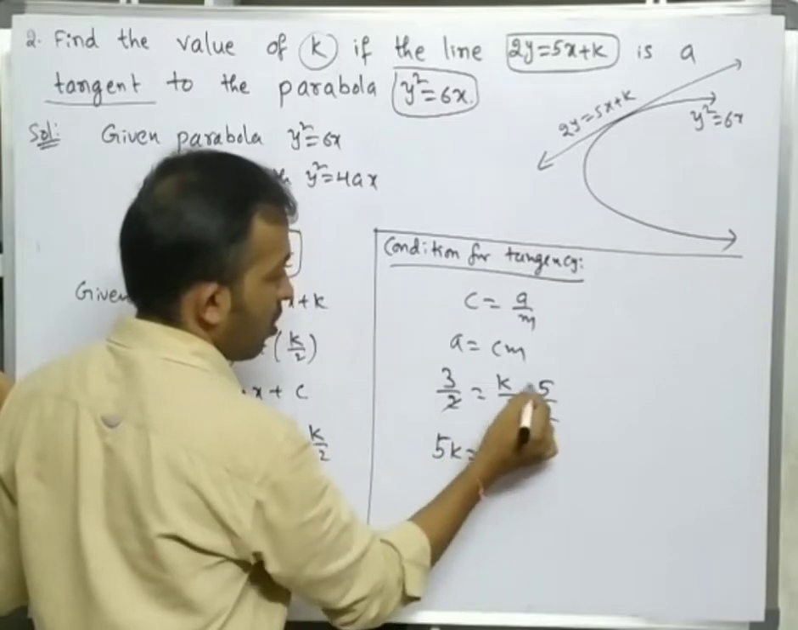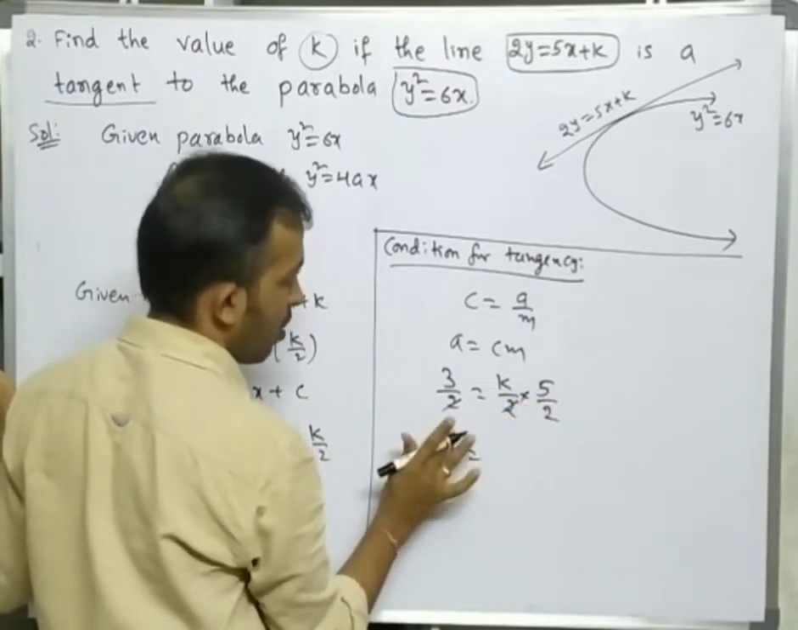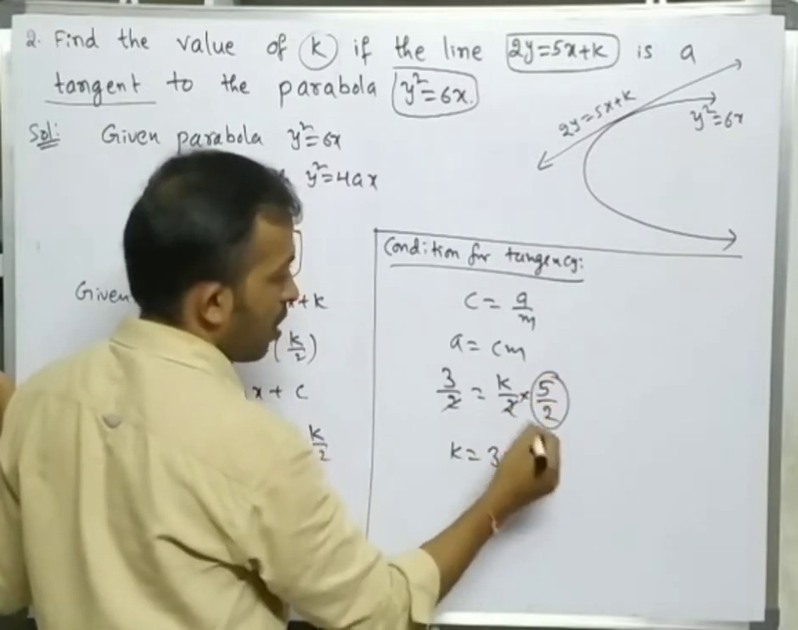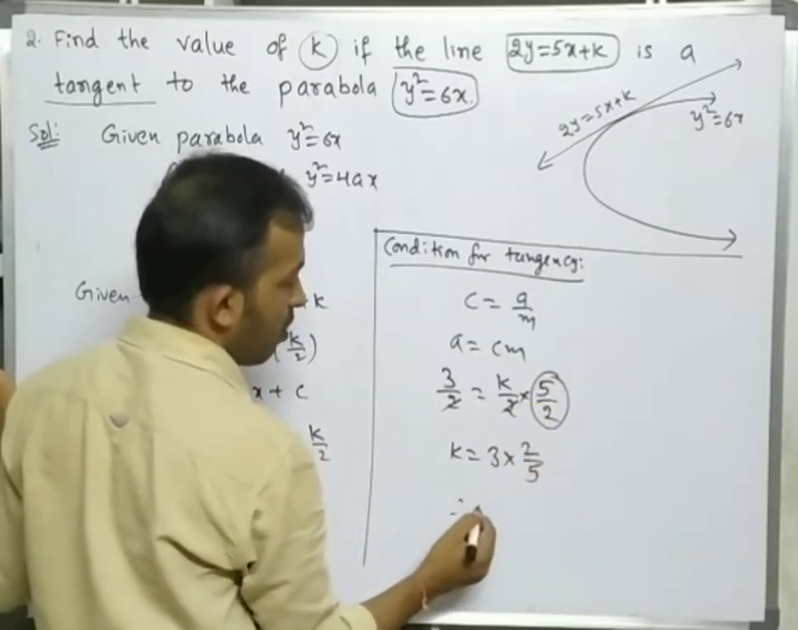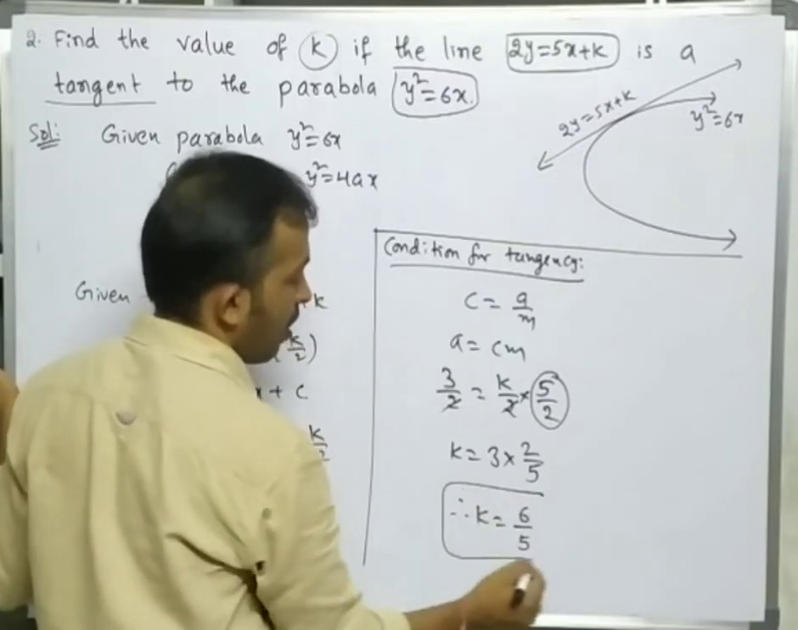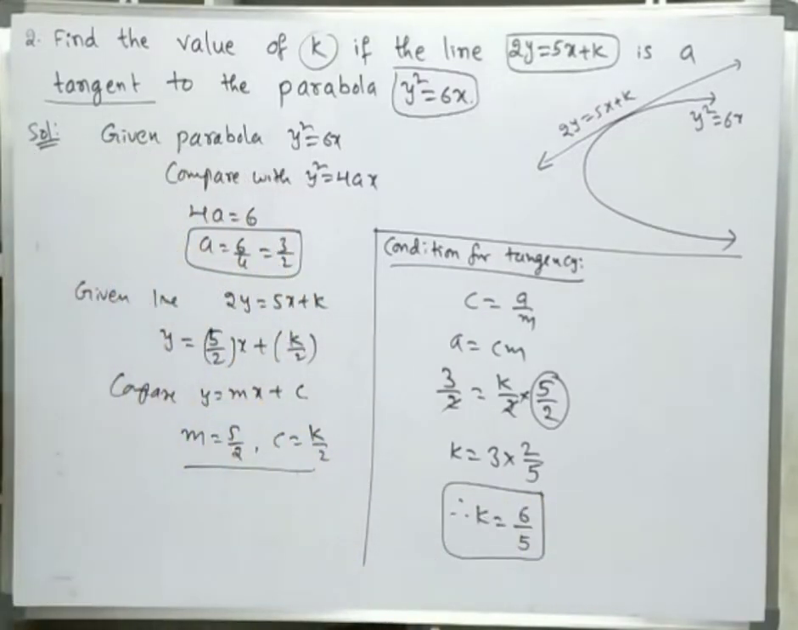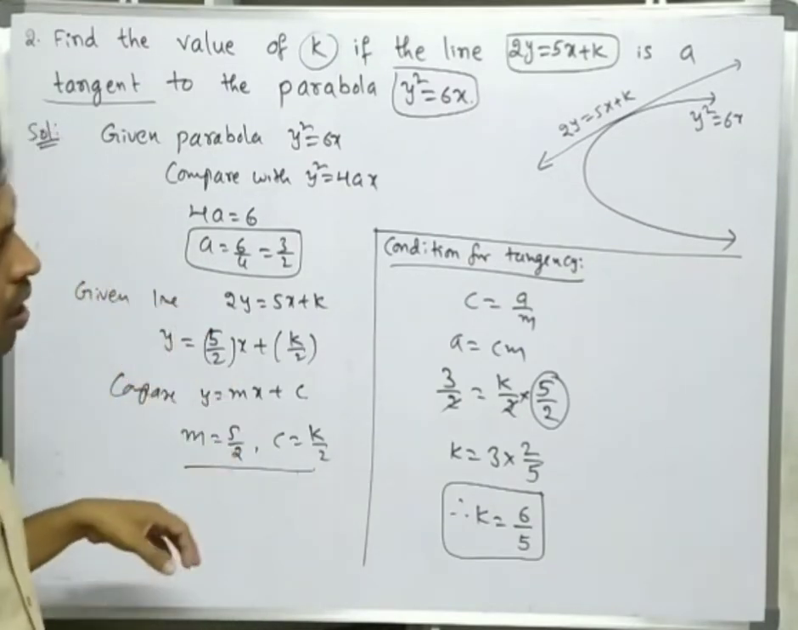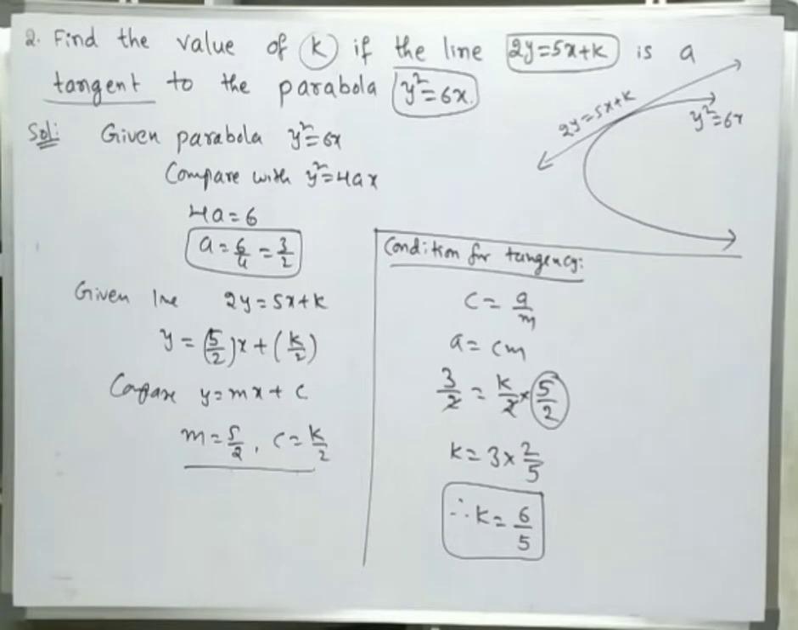5 into k, 5k is equal to, otherwise k is equal to 3 into, here we have 5 by 2, which becomes 2 by 5. Therefore what is the value of k? 3 times 2 is 6 by 5. So the value of k is 6 by 5. Like this we can find the value of k. Okay. Next problem.